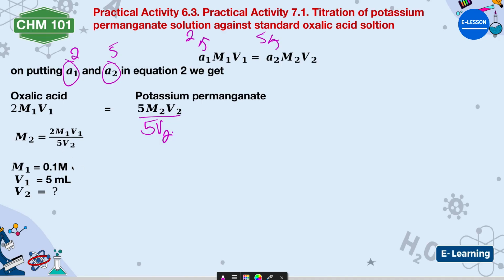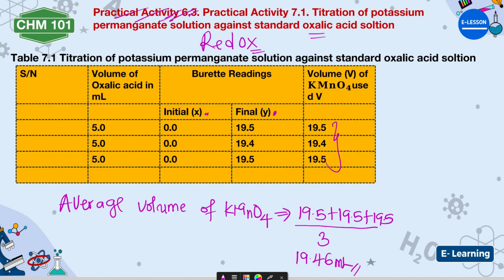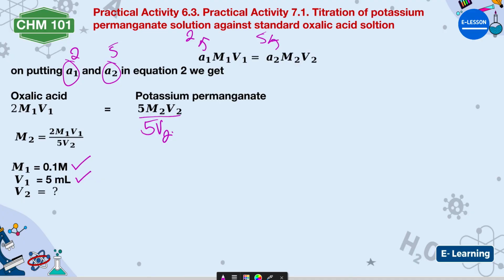The molarity of oxalic acid given for this titration is 0.1 molar. Is that okay? And the volume of oxalic acid given is 5.0 milliliters. V2 is the calculation you did here, the average volume of KMnO4, because V2 is the volume of KMnO4 used. So the average volume of KMnO4 for this particular practical is 19.46 ml.